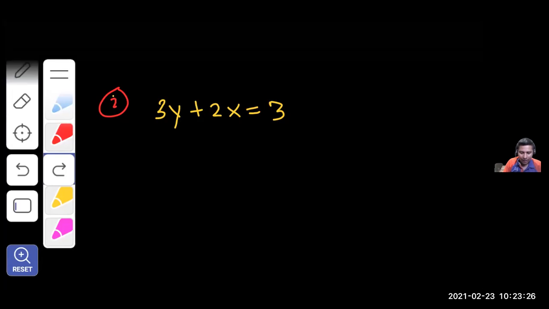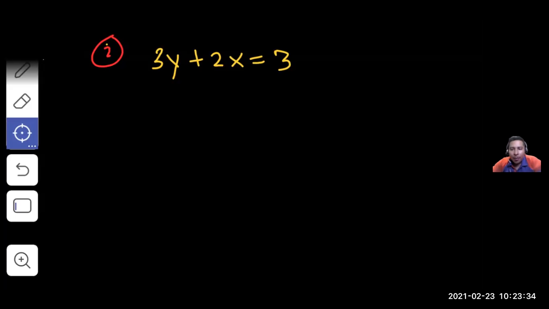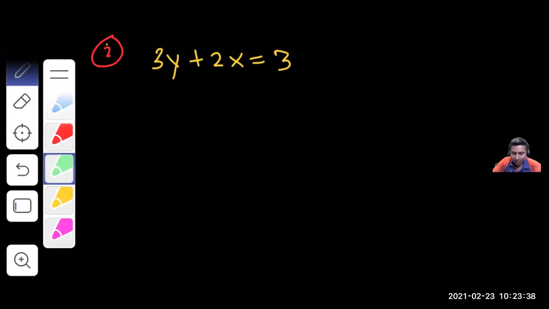Okay, let's have a look at this one. Let's suppose that we need to graph this linear equation, which is 3y plus 2x equals 3. Our main goal here, guys, is to represent this and graph it. Before going any farther, what we have to do is let y alone.